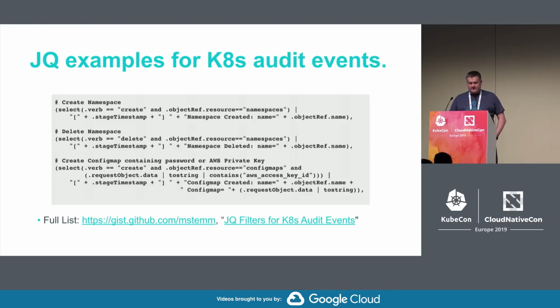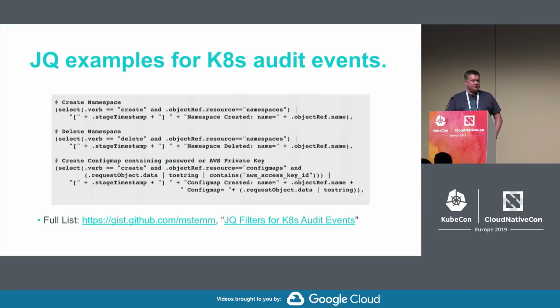So the first line is very similar. It's saying, hey, show me the objects where somebody's doing a create and the resource is config maps. And then the second line is kind of a filter saying, hey, when I take the request object and convert it to a string and then search in the string, do I see AWS access key ID? If I see that, then here's the string I want to print out. Again, it's the timestamp and then a message saying, hey, somebody created this config map and here's the full contents of the config map so you can see exactly what they did wrong.